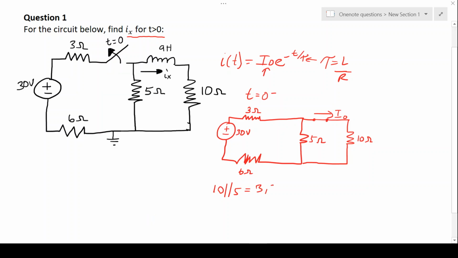So we have effectively a source that will have 3 resistances. That is 3 ohms, that's 5 ohms, and 3.33 ohms, and 30 volts. So the current that would flow there, we call it I, must give us 30 volts divided by 5 plus 3 plus 3.33.